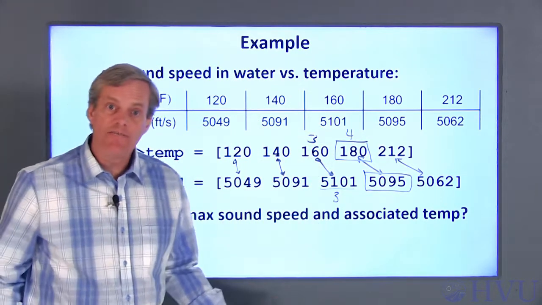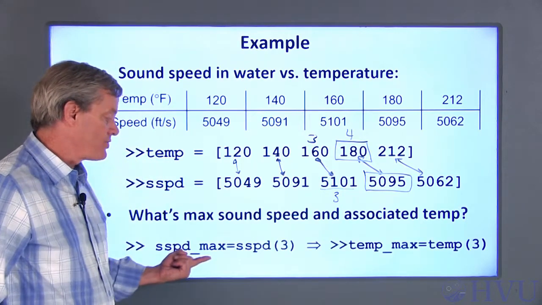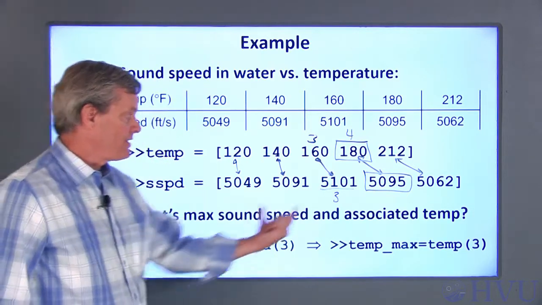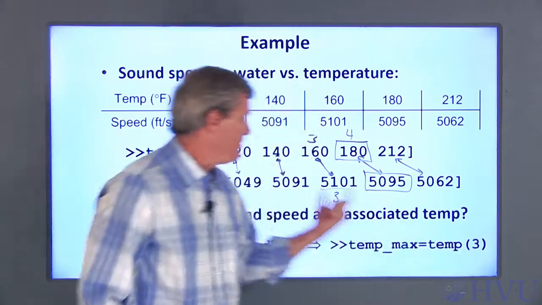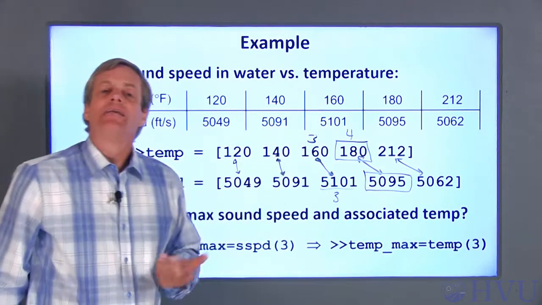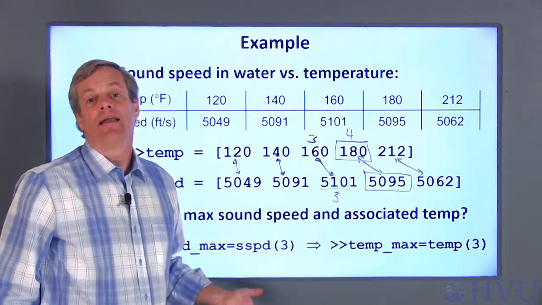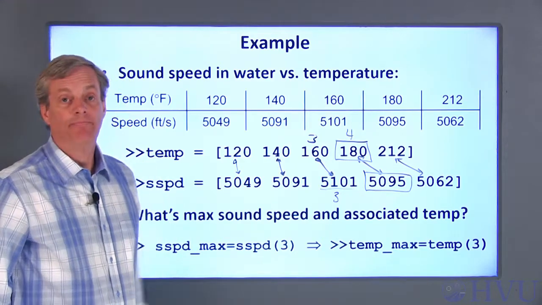So if I want to save these values as separate variables, I can assign SSPD_max as SSPD of 3. So this will get assigned 5101. And temp_max is temp of 3, which will save the 160-degree temperature. This is a pretty simple example, and it's much simpler to do this without using MATLAB. So next, I'll do a more realistic problem using MATLAB.